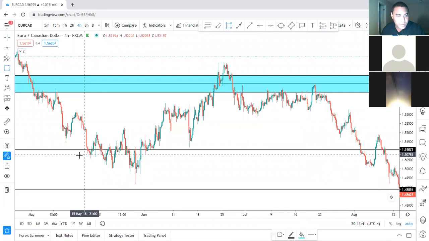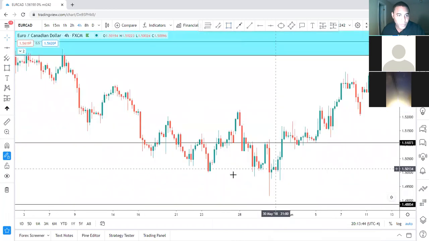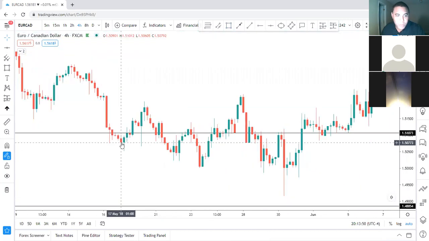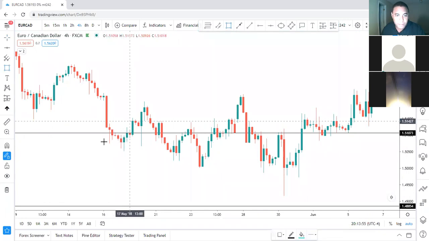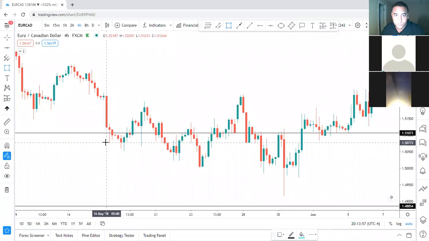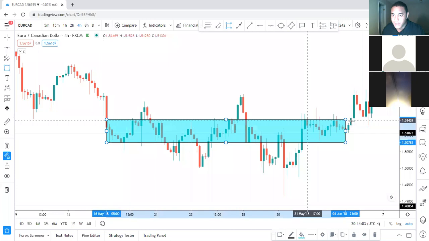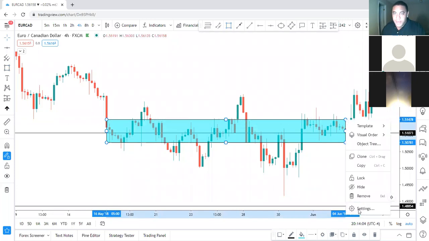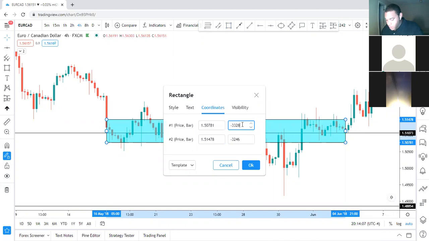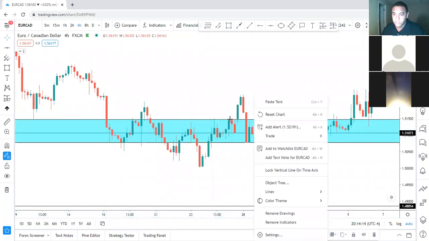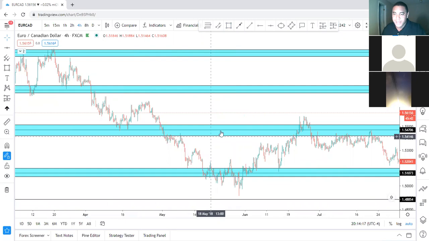So I'm looking at these two candles. Let me just zoom in. I'm going to put the bottom of my zone here, and then I'm going to take it up and catch this one here. These two candles, the buy candle and the sell candle. Right click, go to settings, one negative number, one positive number, and hit OK. And I zoom out.